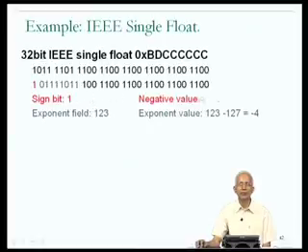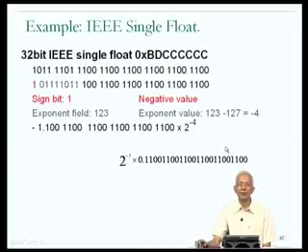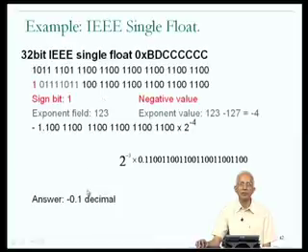I then have to read out the fraction bits. So I put a 1 in front of it. Remember that it is 1 point f, and I interpret the value as minus 1 point, the fraction bits 100, 1100, etc., multiplied by 2 to the power of minus 4. And I could evaluate this, and if I evaluated it, I would find out that it was approximately equal to minus 0.1 decimal. Therefore, this IEEE floating point value corresponds approximately to minus 0.1.